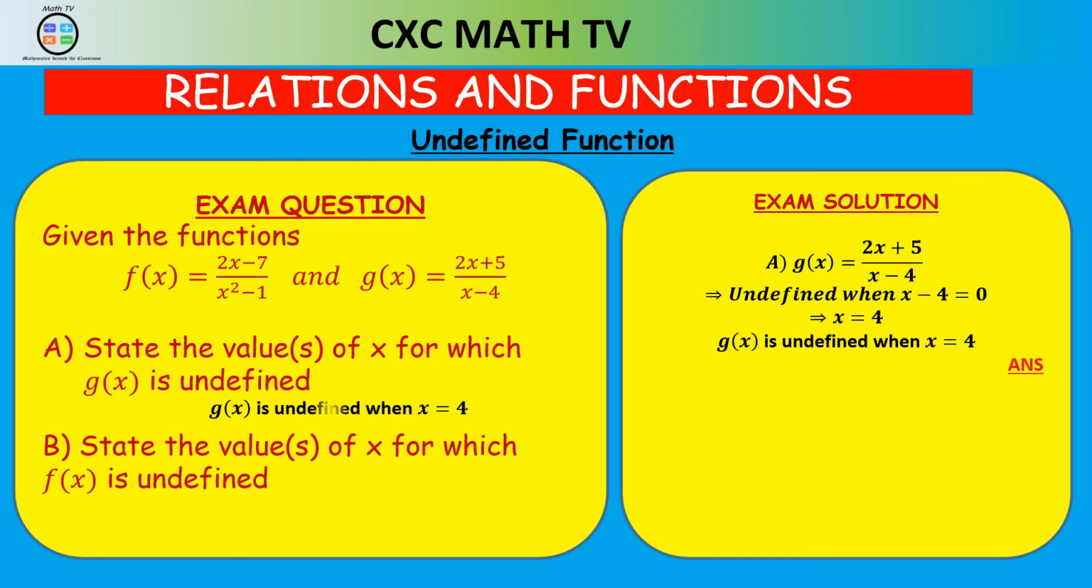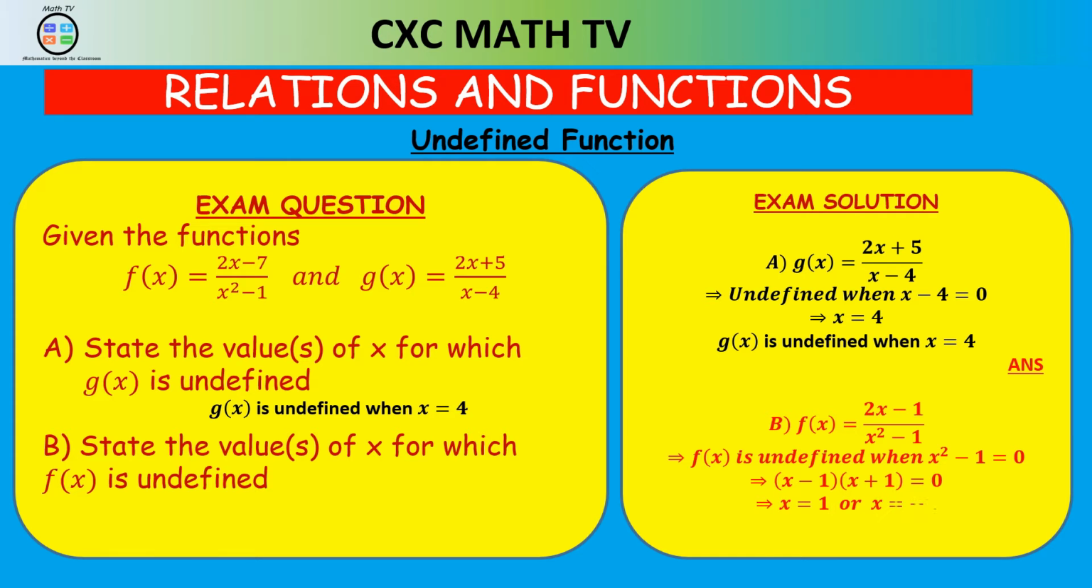Now the next part, which is stating the value of x for which f of x is undefined. So we set that denominator equal 0. X squared minus 1 equal to 0. This is where we have to remember difference of two squares, a square minus b square. So in this case, we can write x minus 1 times x plus 1 equal to 0. That will give us x equal 1 or x equal to negative 1. So in this case, f of x is undefined when x is 1 or when x is negative 1. Nice.